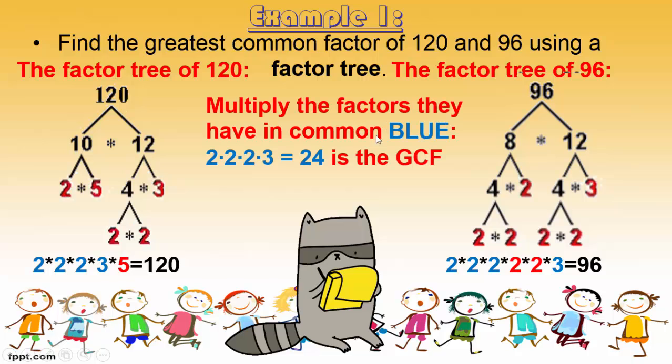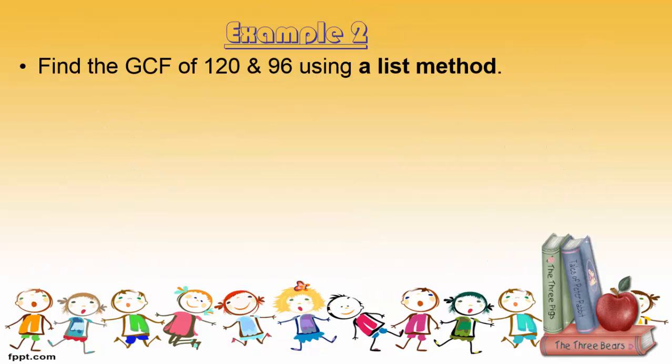We multiply the factors they have in common. In this case, both of them have three 2's and both of them have one 3, as indicated in blue. So we have 2 times 2 times 2 times 3, and that will give us 24, and that is the greatest common factor.